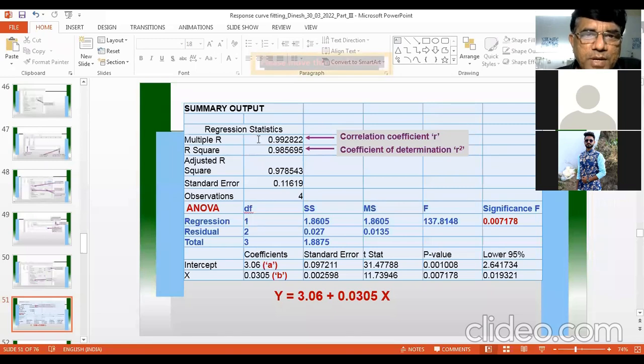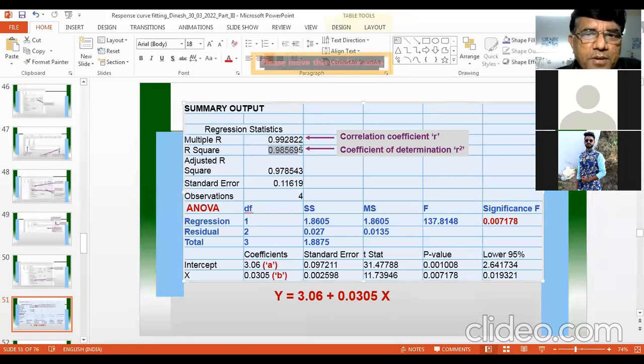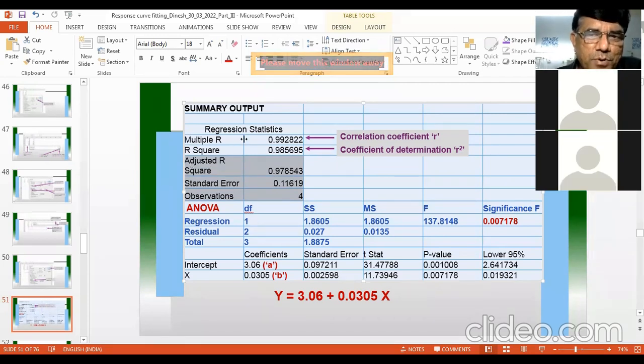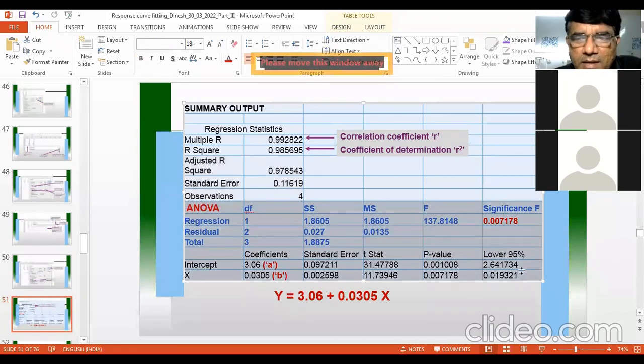Then R square. You can square this value. This is the coefficient of determination. It is given. And then you get adjusted R square, standard error, and observations. Just forget this. This is not for me and not for you. This is for a statistician to make use of. I do not know anything about adjusted R square and so on. I know that multiple R is your correlation coefficient and R square is your coefficient of determination.